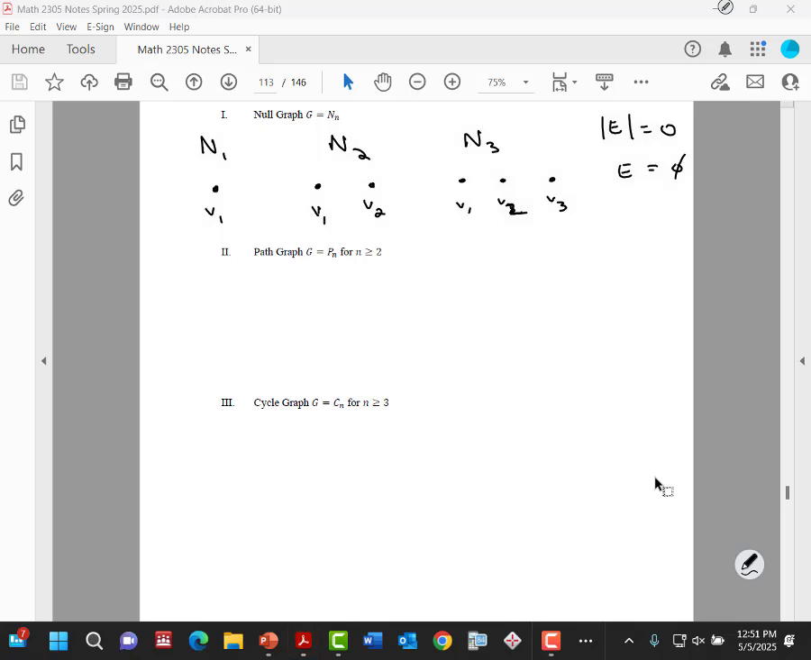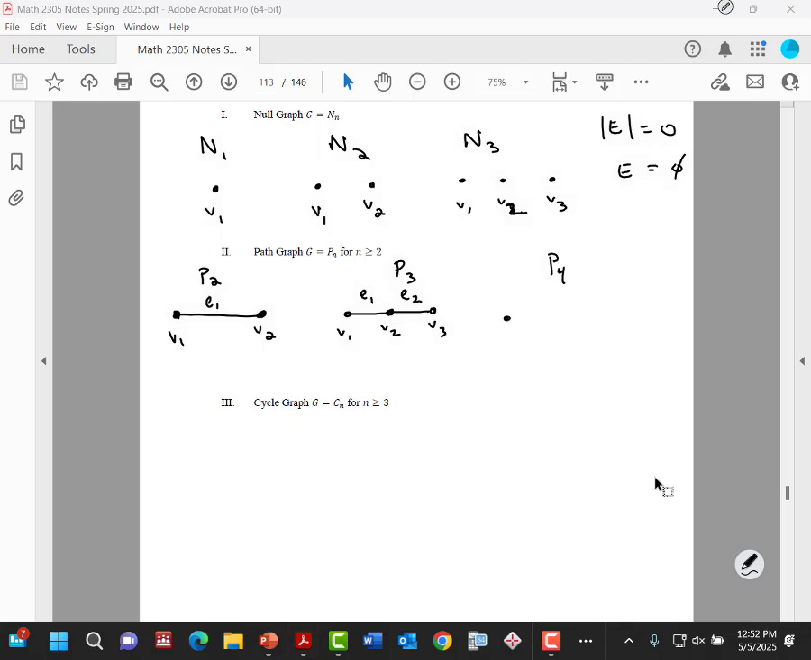Now, let's take a look at what we would call the path graph for n greater than or equal to 2. So what would P2 look like? P2 would be a path from V1 to V2. And if I wish to label this edge, I could call it E1. P3, the path graph on 3 vertices. Well, you guessed it, V1, V2, V3. There's a path from V1 to V3. If I wish to label edges, I can. E1 and E2.